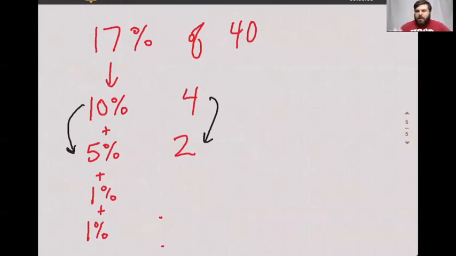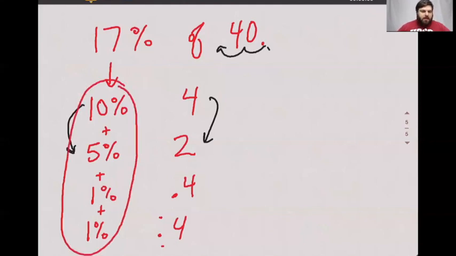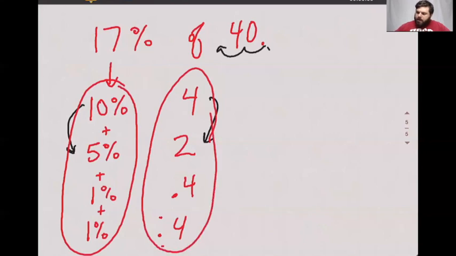Okay, 1%, we know we move that decimal over 2 places. Again, remember my 40 has a decimal place here, and I move it over 2 decimal places, that's 0.4. So then again, I get another 0.4. So what I do is I just add up my percents to get 17. So when I want to know the value, I just add up my numbers here. So 4 plus 2 plus 0.4 plus 0.4, that makes 6.8.